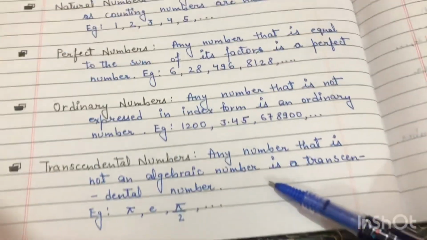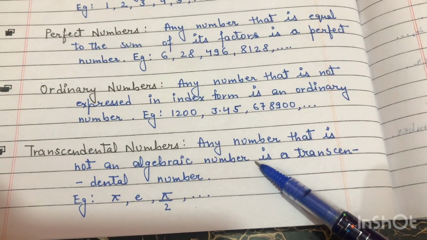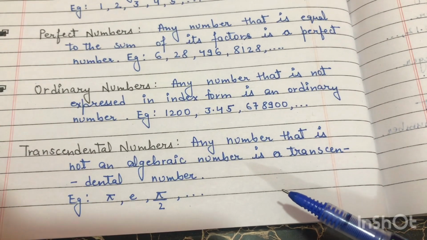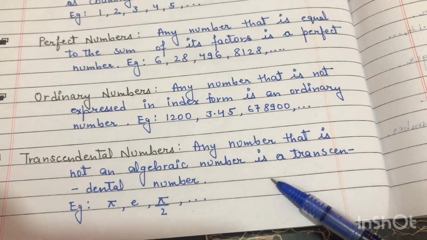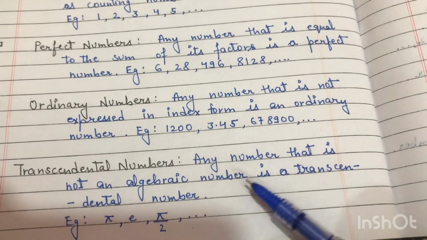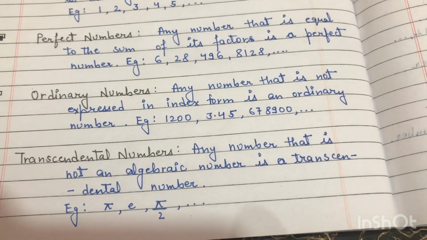Lastly, we have transcendental numbers. Any number that is not an algebraic number is a transcendental number. You know very well what algebraic numbers are. Just simple numbers, playing with the numbers, are algebraic numbers. Which cannot be an algebraic number is a transcendental number.